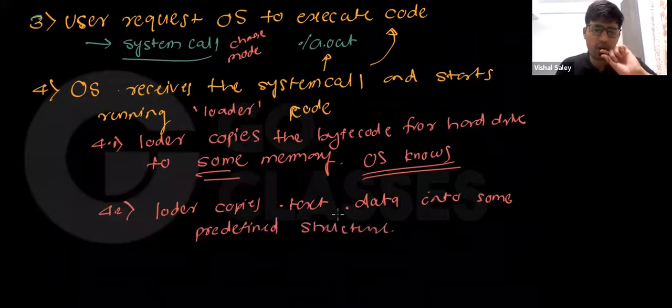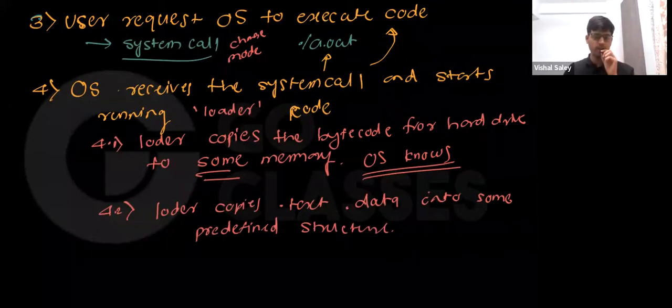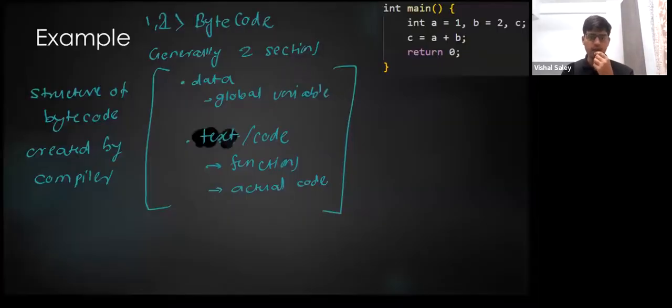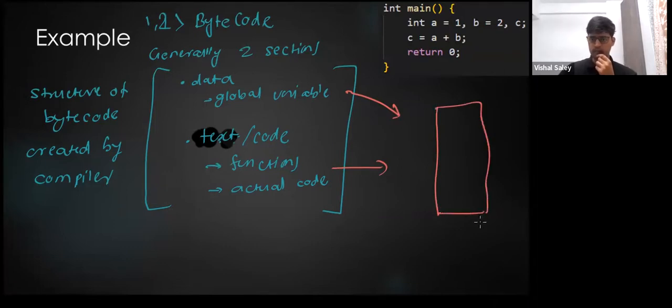So don't worry about this point. I'll explain it in some next slide only. The only thing is that whenever the loader tries to copy this from the hard drive to the memory, it copies data into some section and copies text into some other section. So this is the memory which is allocated to your program, for running your bytecode.